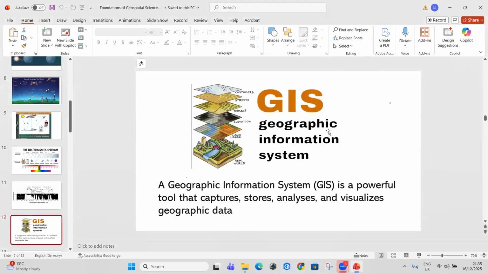So after remote sensing, we come to another topic. As I said, it goes hand in hand. That is called geographic information system. Now, what is a geographic information system?